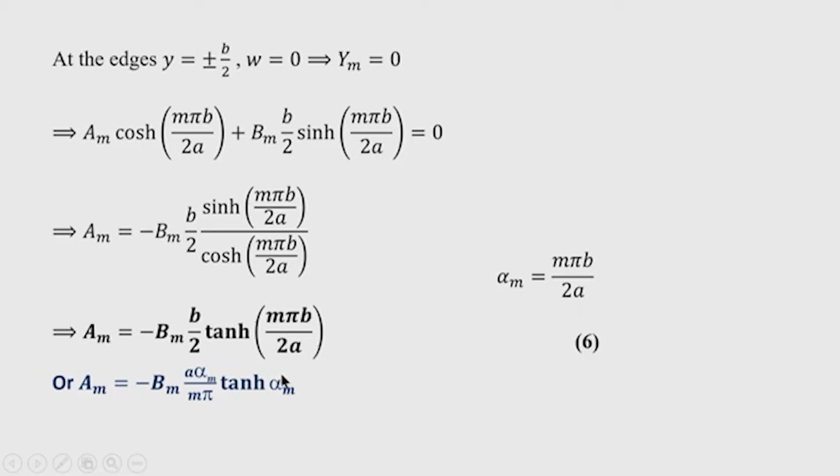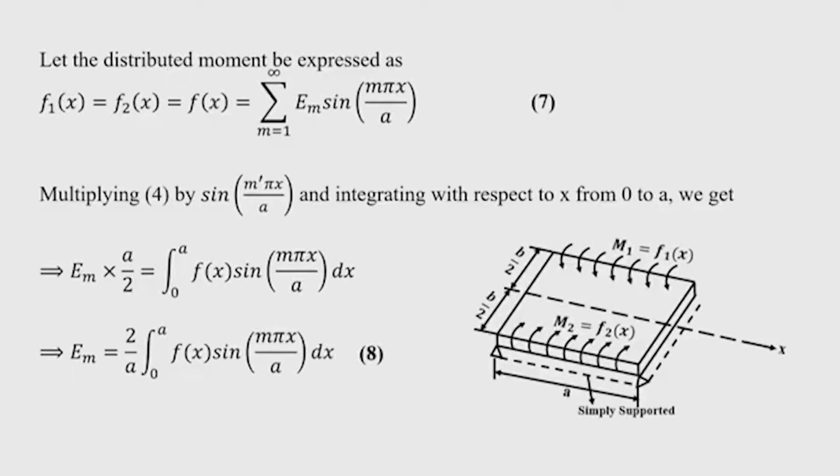Now, we want to impose another boundary condition, so that the constants a m and b m are completely known. Okay. Now, let us see the second boundary condition. The second boundary condition has to be applied on the moment. So, the moments acting along the edges are the same, m 1 equal to m 2 here, because these symmetric functions are taken as a deflection series. It means that the moment should also be symmetric.